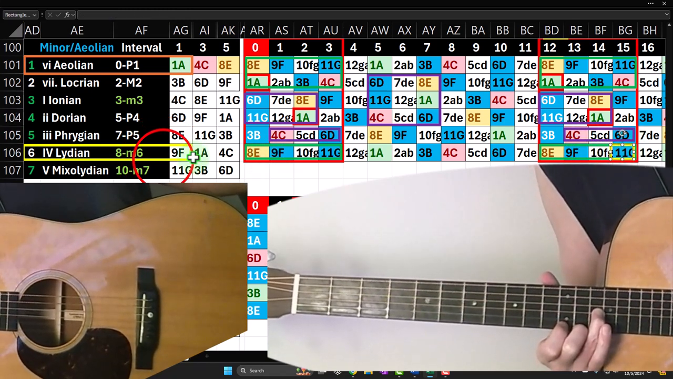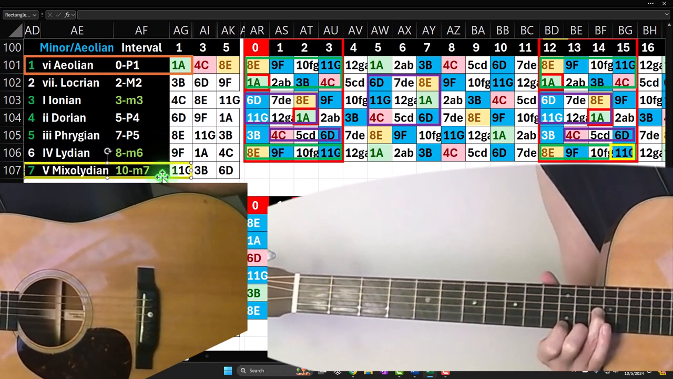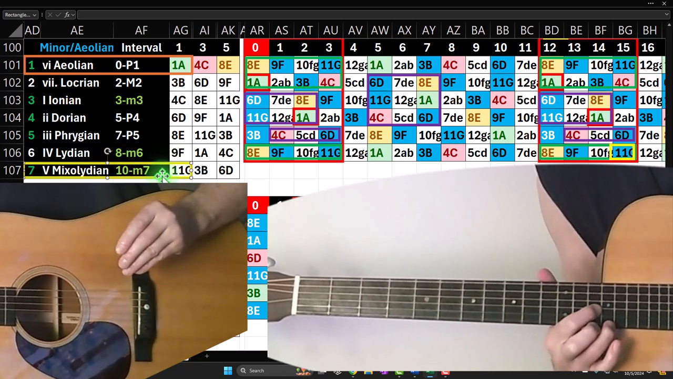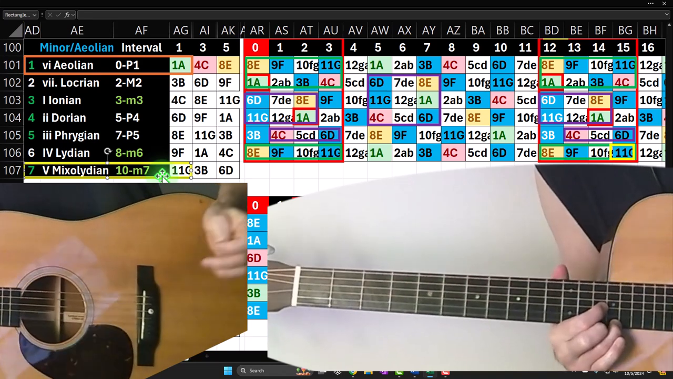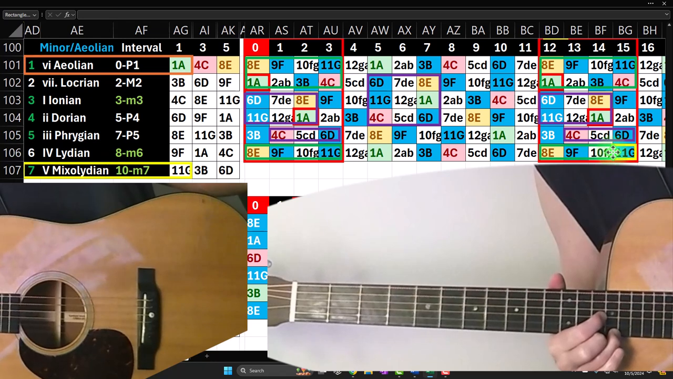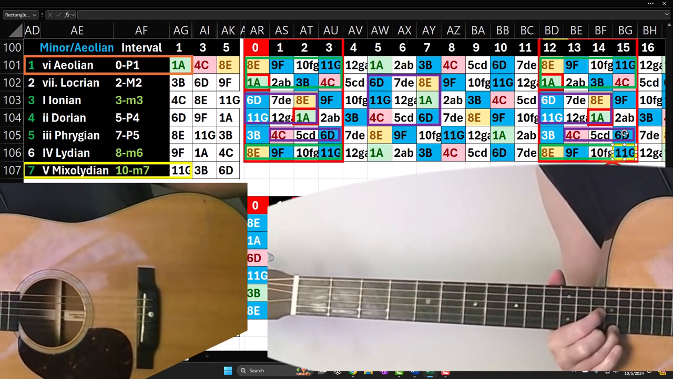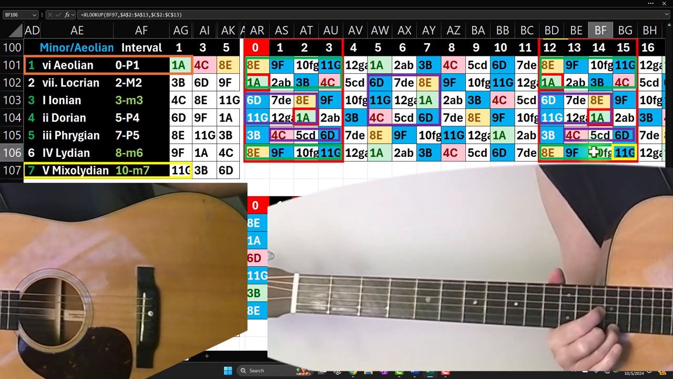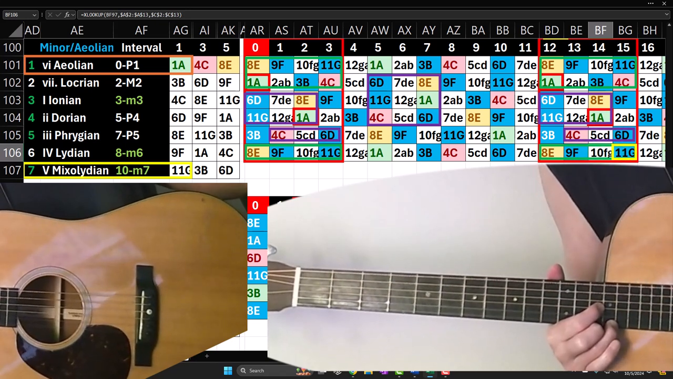And then we're going to go boom. That's going to be the 7th. So now we've got this A to that one. So now the 7th of a minor scale is a 10-note away minor 7th. And if I look at this shape, I would say, hey, the minor 7th should be back here. But no, it's shifted up because of the fault line.